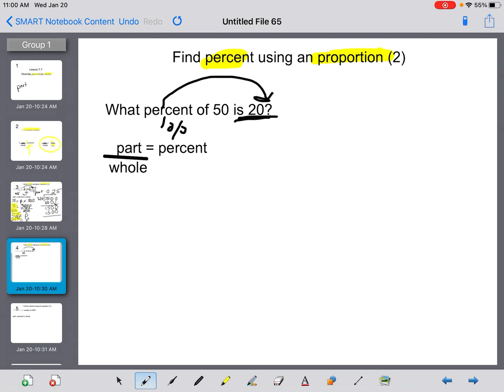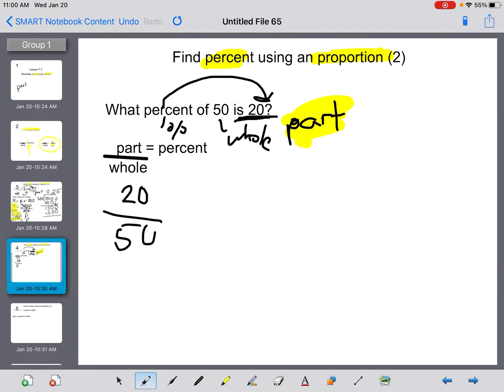So we have this word is, the percent is 20. Well, not that the percent is 20, but it represents 20. So my part is 20, which leaves my whole being 50. What percent of 50 is 20? So it's basically saying, if I have this part of 20, what is that represented percent-wise? So now we're going to solve using a proportion. We're still going to plug in what we know. Well, I know my part is 20 out of my whole, which is 50.